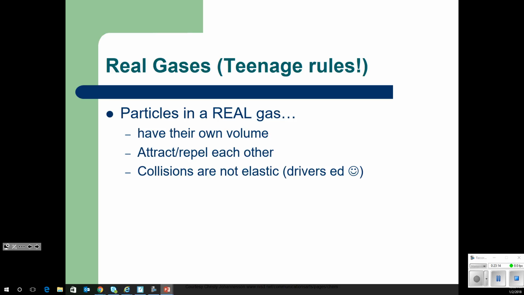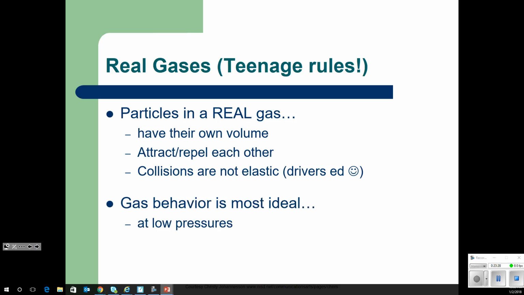When are teenagers ideal? You're not ever? Say it again. Not in school. When are you not in school? Summer. So gases behave most ideal when you're at low pressure, because you don't have to worry about tests and about quizzes and about whatever. So low pressure, high temperature, because that's summer, right? And what else do you think? There's one more.